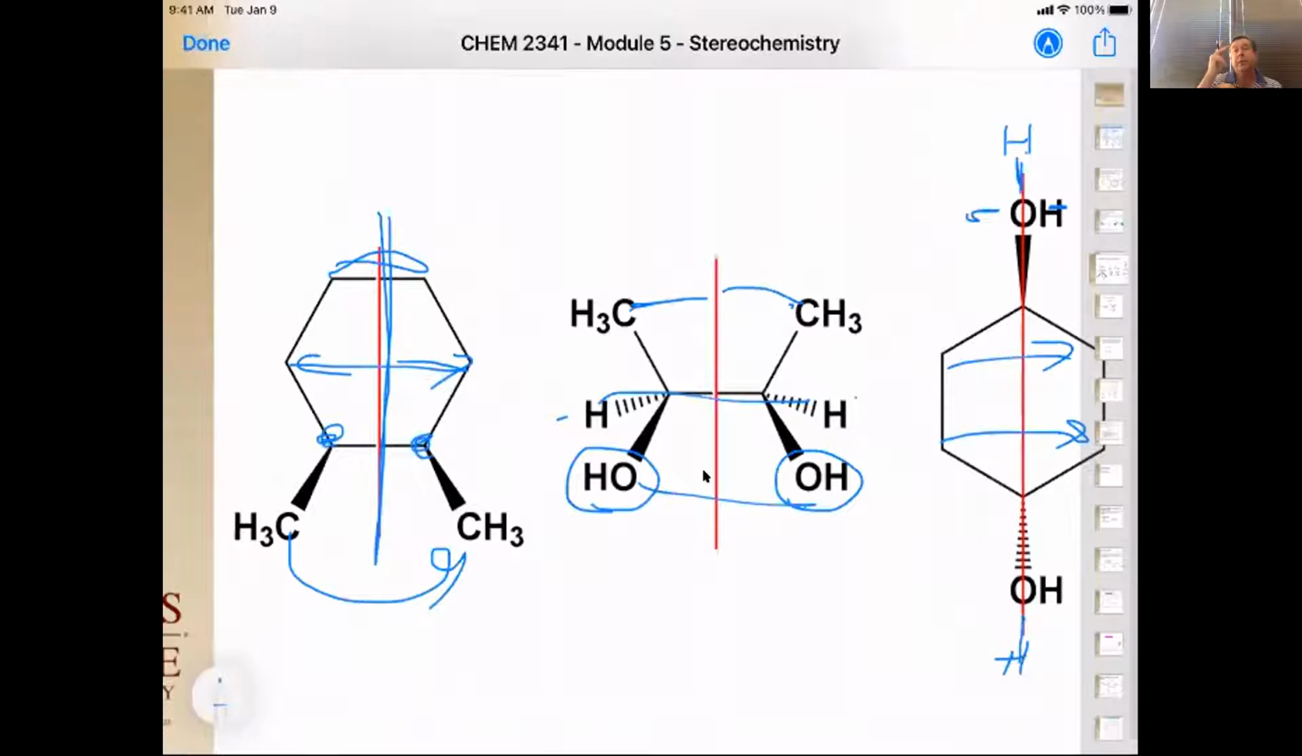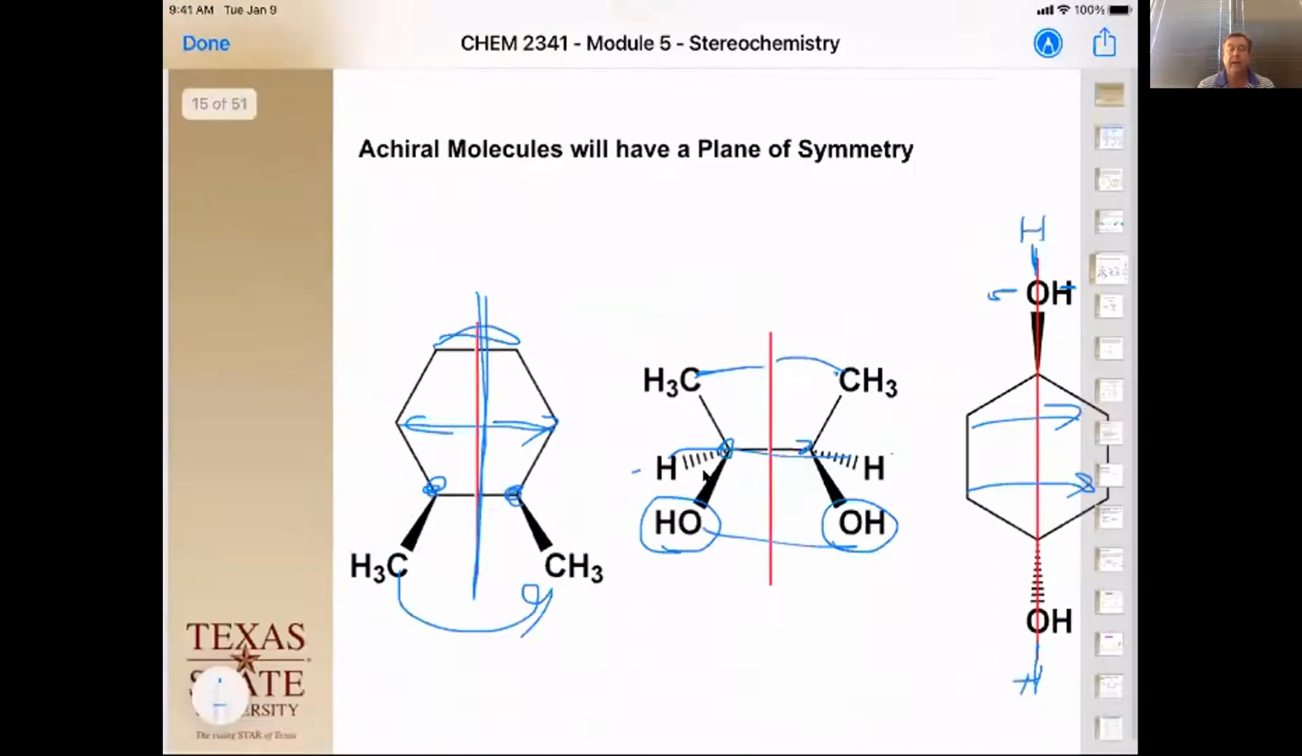So even though we have 2 stereocenters and they're kind of far apart, here they're together, here they're 4 bonds apart, that still confines that mirror plane of symmetry, and therefore they become achiral molecules. Non-chiral, achiral, all one word.